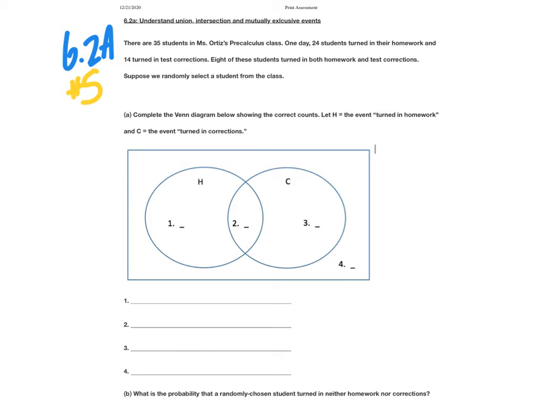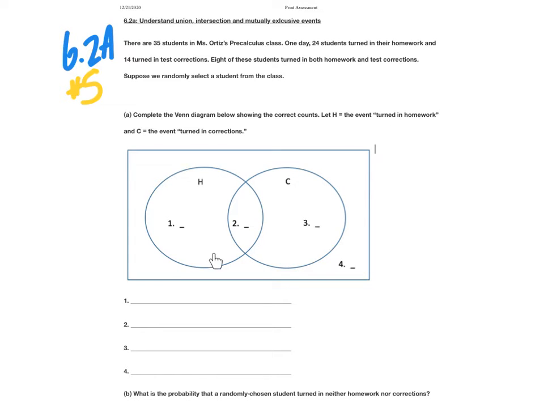6.2a, here we have, there are 35 students in Miss Ortiz's pre-calc class. One day, 24 students turned in their homework and 14 turned in their test corrections. 8 of these students turned in both homework and test corrections. Suppose we randomly select a student from class. First thing they want us to do is to complete the Venn diagram below here.